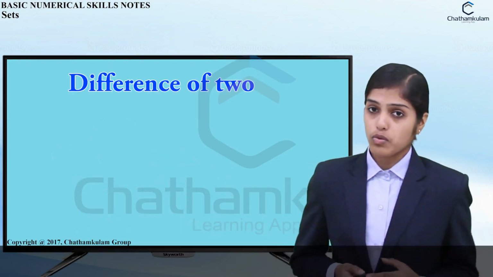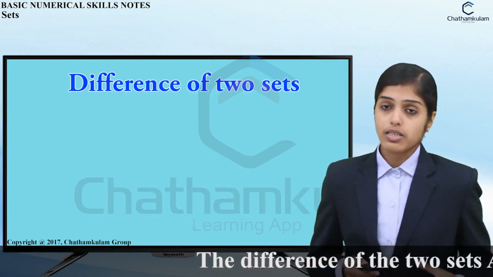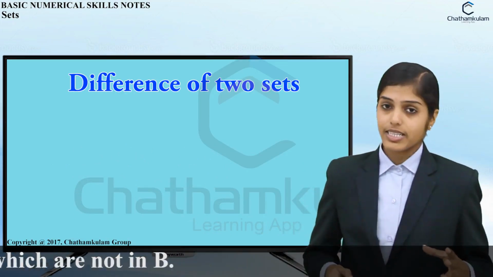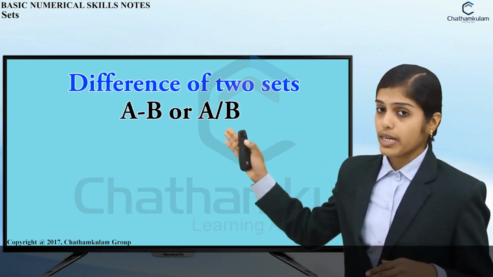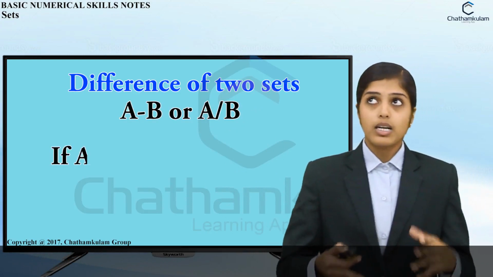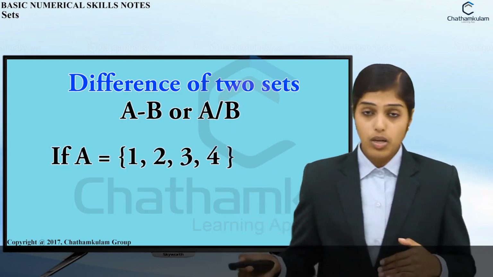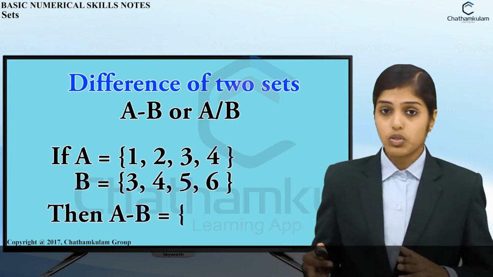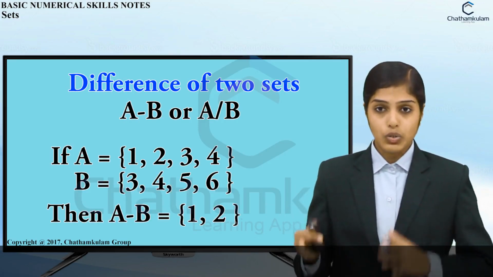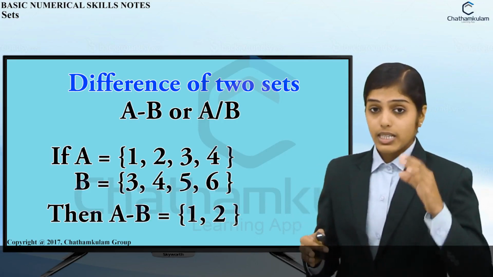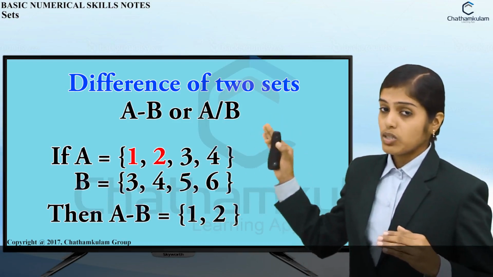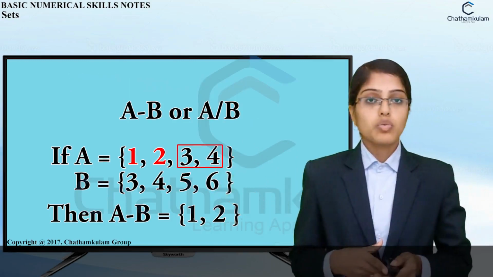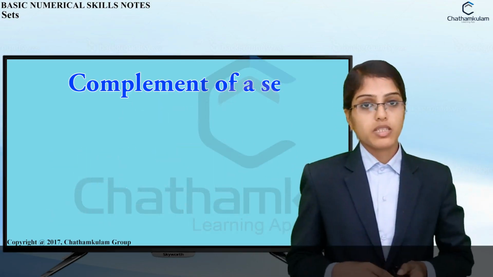Next, difference of two sets. The difference of the two sets A and B is the set of all elements in A which are not in B. It is denoted by A minus B or A \ B. Take for example, if A is equal to {1, 2, 3, 4} and B is equal to {3, 4, 5, 6}, then A minus B is equal to {1, 2}. Here we know in set A we have the elements 1, 2, while 3, 4 are also elements of B, so we just cut them.